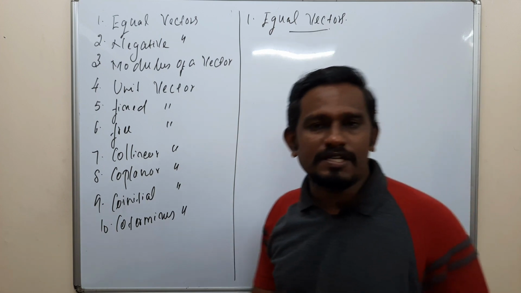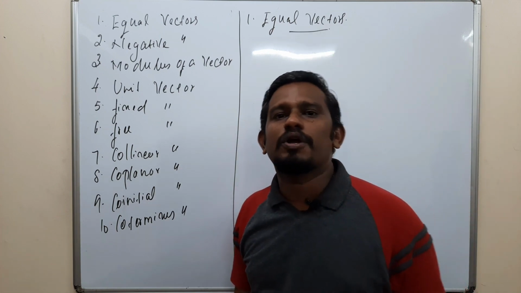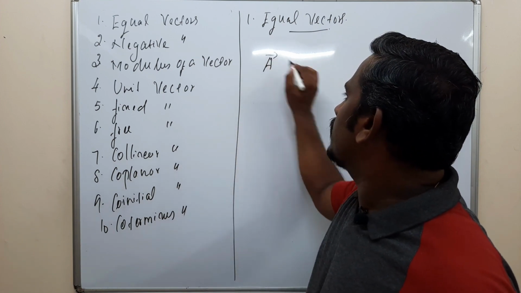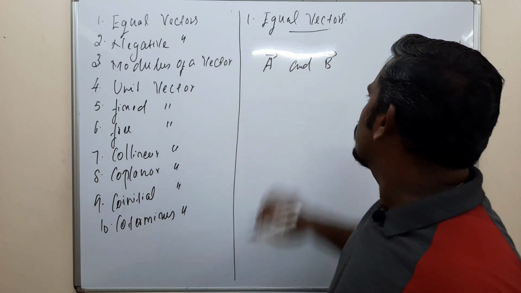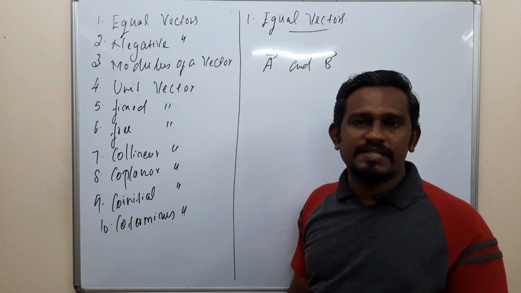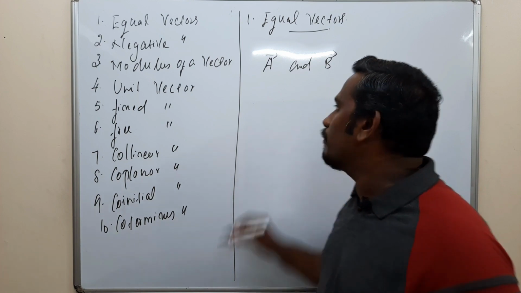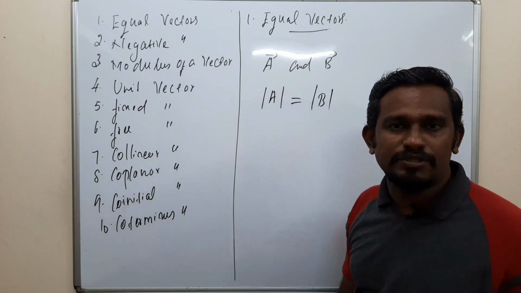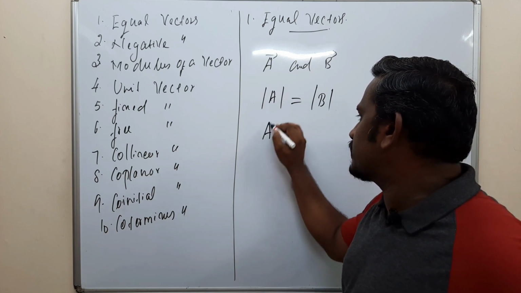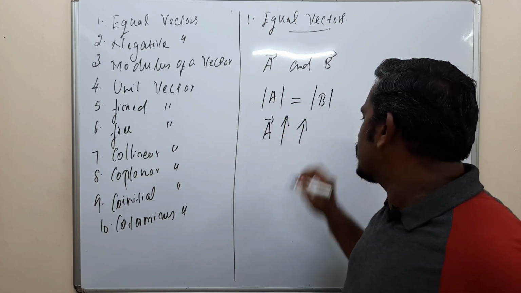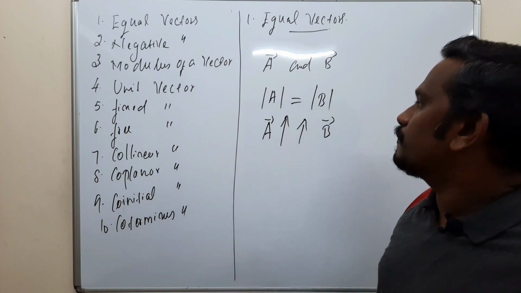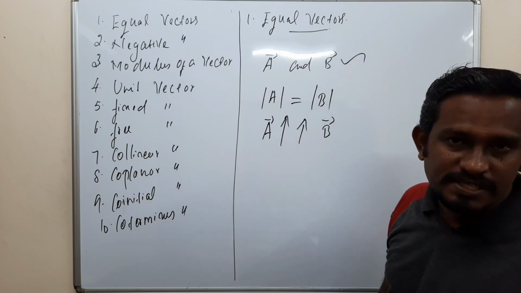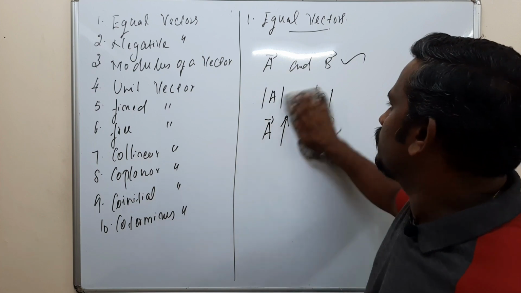Suppose two vectors are said to be equal, means they must have equal magnitude and they must act in the same direction. Suppose a vector and b vector. If you want to say these two vectors are equal, they must have equal magnitude, that is mod a is equal to mod b, and they must act in the same direction. If these two conditions are satisfied, we can say that a vector and b vector are equal vectors. Then second one, negative vector.